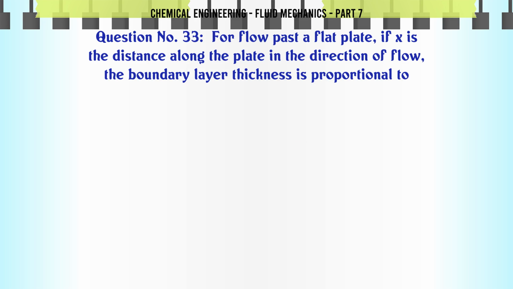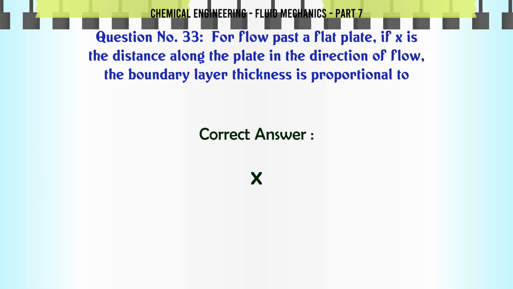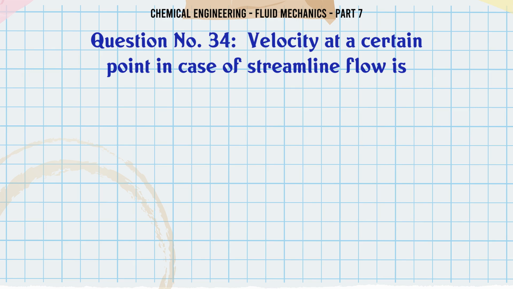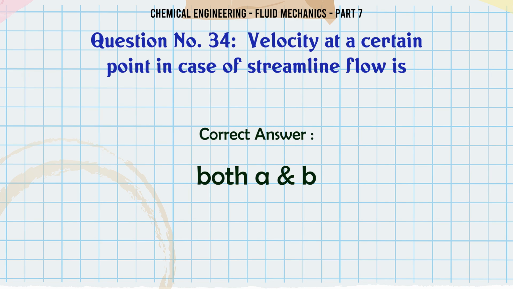For flow past a flat plate, if x is the distance along the plate in the direction of flow, the boundary layer thickness is proportional to A x, B 1/x, C √x, D 1/√x. The correct answer is √x. Velocity at a certain point in case of streamline flow is A constant, B independent of time, C both A and B, D neither A nor B. The correct answer is both A and B.